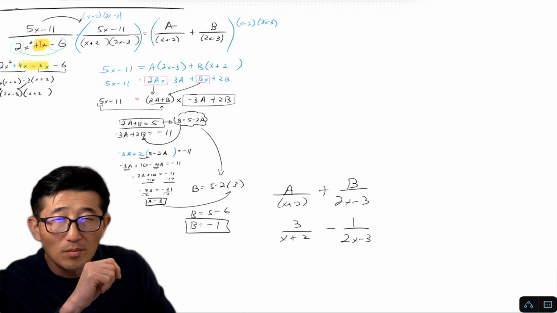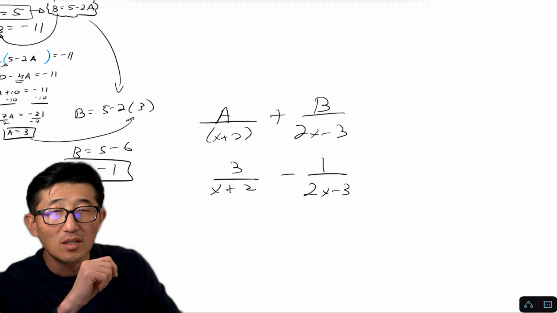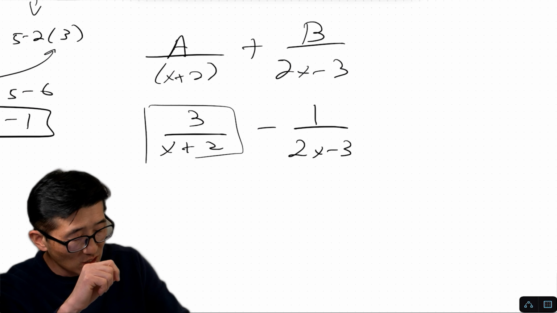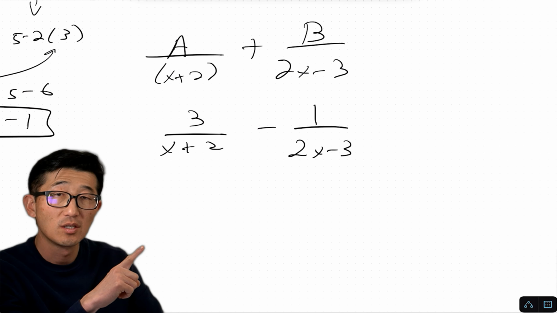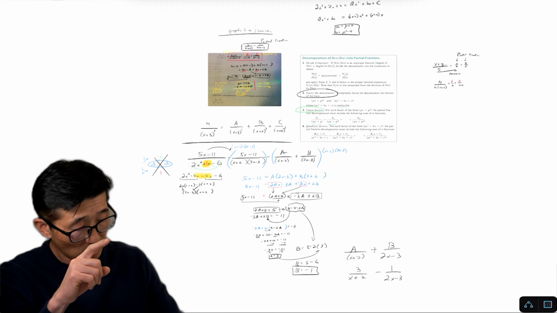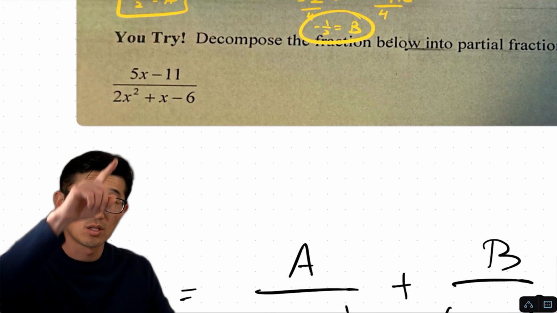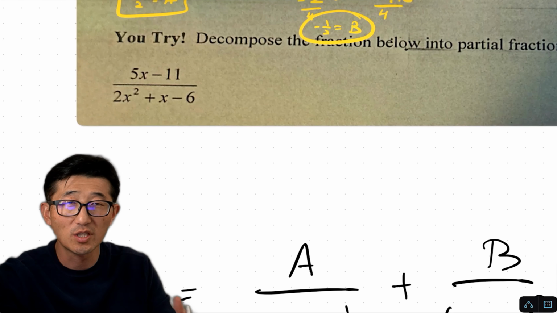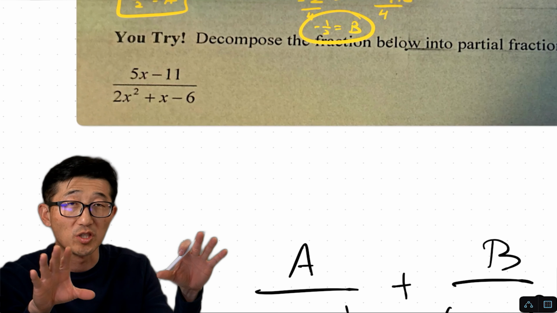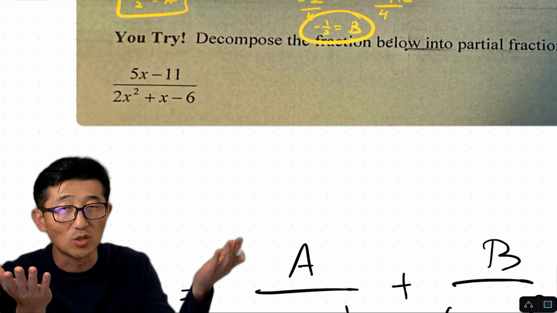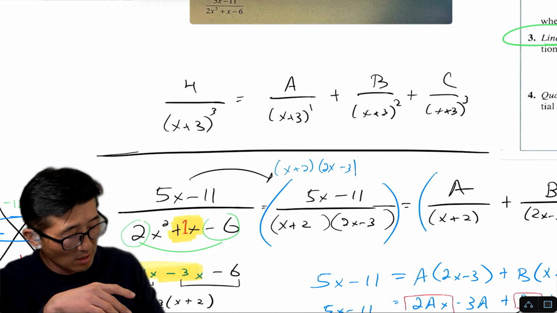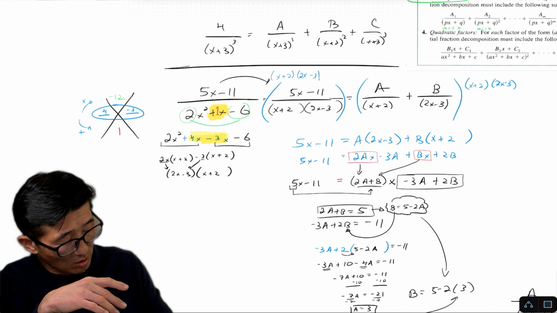So 3 over x plus 2 and then negative 1 over 2x minus 3. So this is it. These two fractions, if you were to add them together with the common denominator, will result in the one that we just tried to decompose, this guy. So do you get the concept? We're just taking one fraction and splitting it into two separate ones. But the mystery was, what were they before? And we have to go through this elaborate work to find A and B.